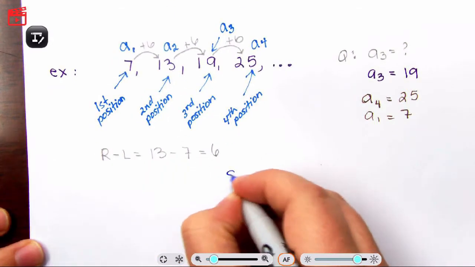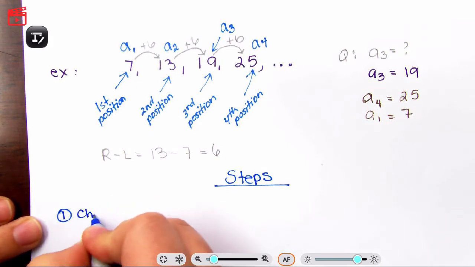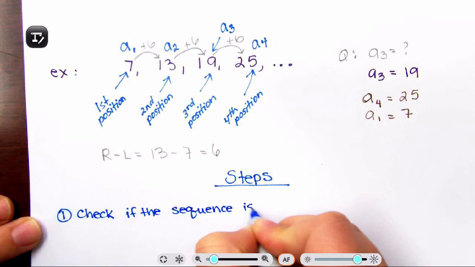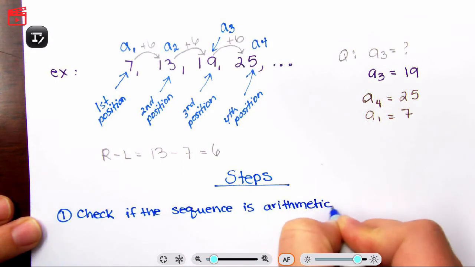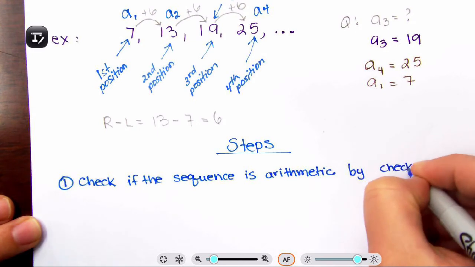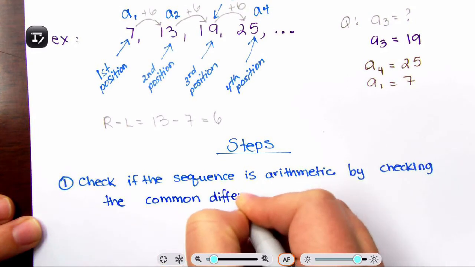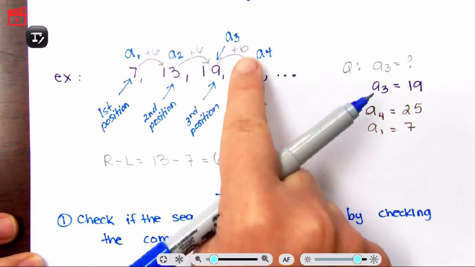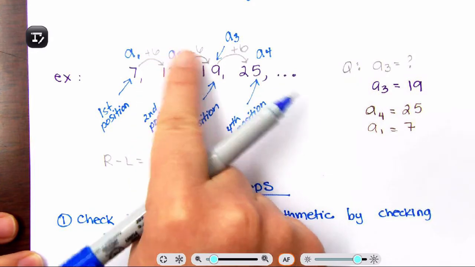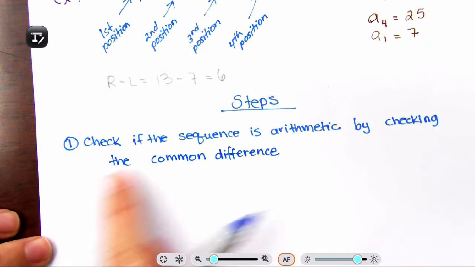So I'm going to go ahead and give you steps. Step number one is you want to check if the sequence is arithmetic. And how do you check if something is arithmetic? By checking the common difference. If you have a common difference, if all of these numbers right here are the same, then you do have a common difference and it is arithmetic. If the numbers are different, or if you have just one different number, that means it is not arithmetic and you stop. There is no rule. So check if the sequence is arithmetic by checking the common difference.